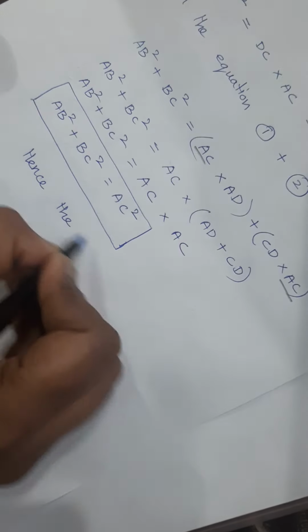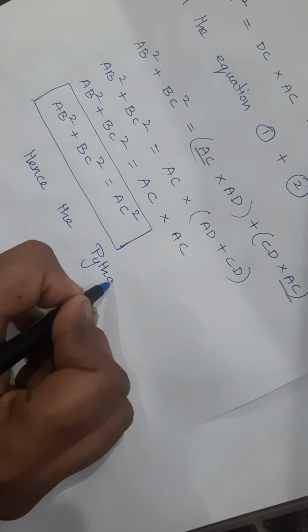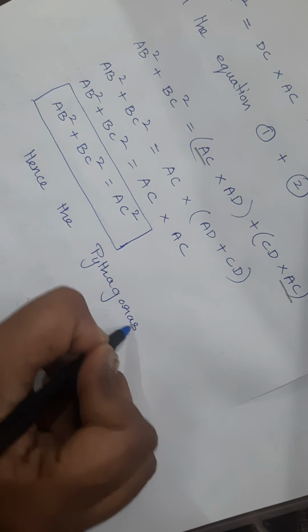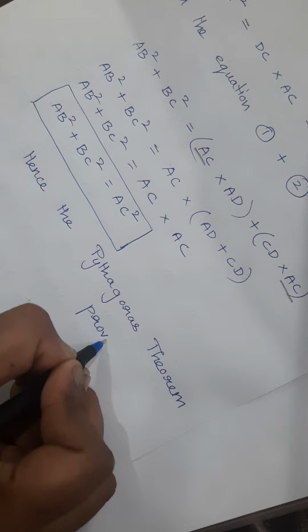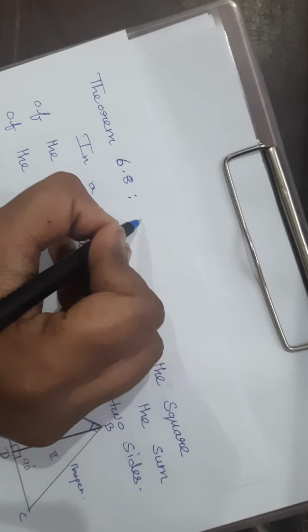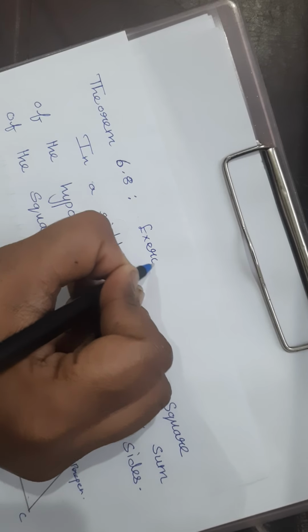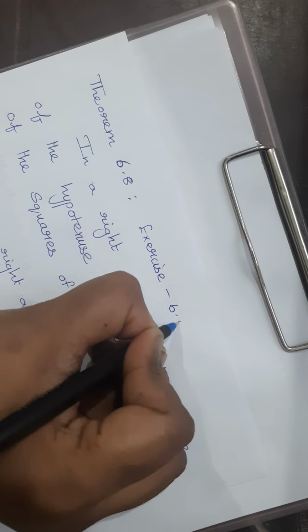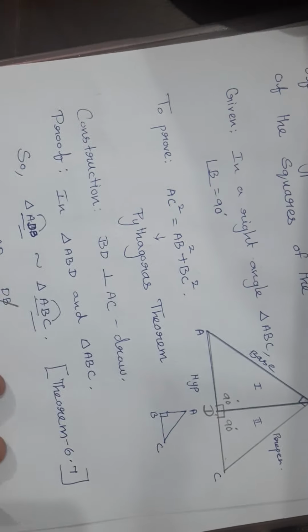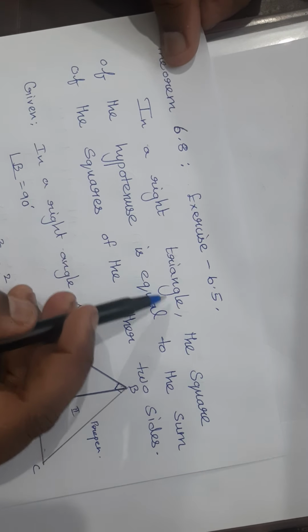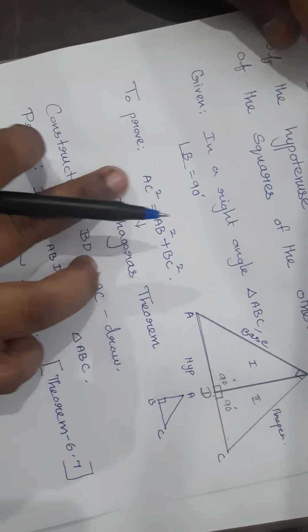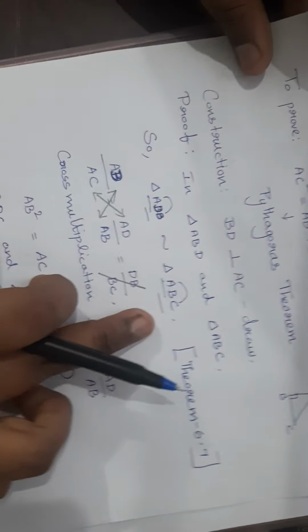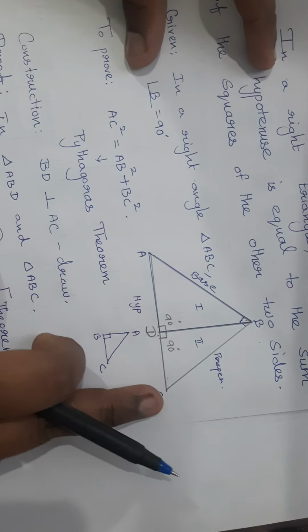Hence the Pythagoras theorem proved. This can be usable for exercise 6.5 also. Okay, this is the Pythagoras theorem. If in a right angle triangle, the square of the hypotenuse is equal to the sum of the squares of the other two sides. Using this is the given. Prove. You have to prove, means do the construction. BD is perpendicular to AC.